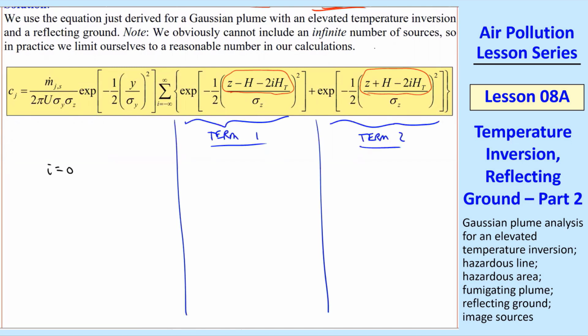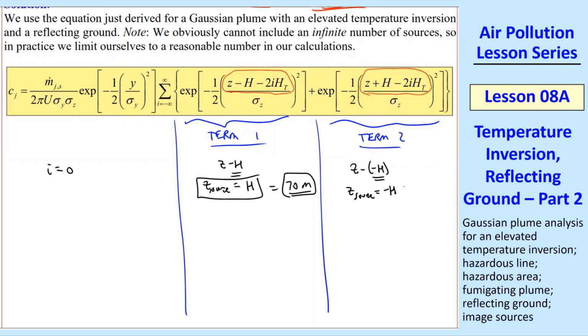When i equals 0, we have this term, the i is 0, so that just gives us z minus h. So that means that the source, z source, is equal to z minus whatever that is. So the z source is h, and that's equal to 70 meters here. So 70 meters, and that's our real source, so that one's pretty obvious. Term 2, we have z plus h minus 2i. i is 0, so this is just z minus negative h. So this is our z source. So z source equals negative h, equals negative 70 meters. Also pretty obvious because there's a reflecting ground, so we already knew how to do that.